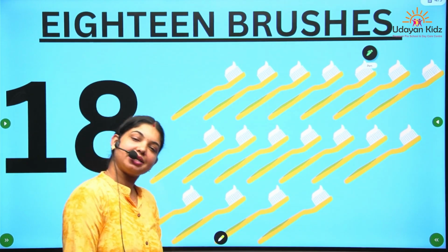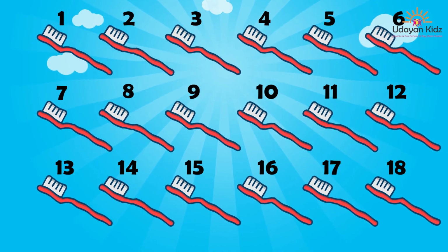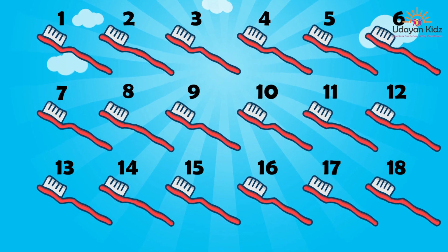18 brushes. Balls bounce high overhead. Cats meow and purr with grace. Dolphins swim at a steady pace.